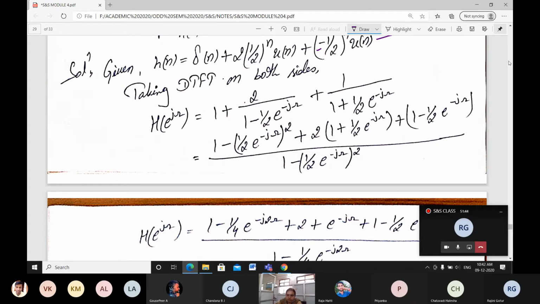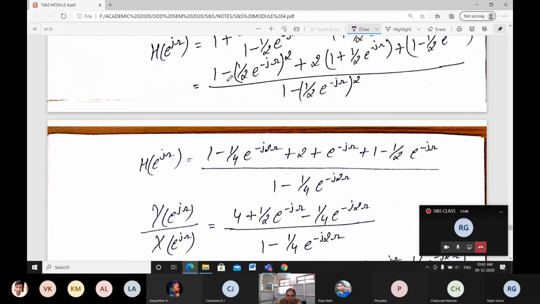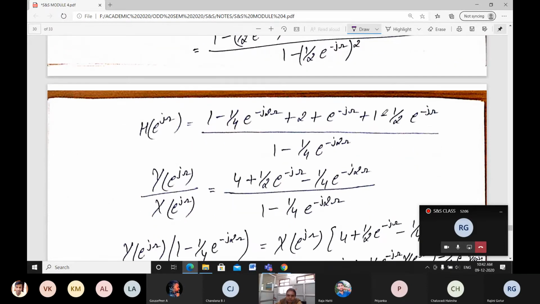Then go with the modification of this. After multiplication and all, you will be getting as 1 minus 1 by 4 e raised to minus j 2 omega plus 2 plus e raised to minus j omega plus 1 minus 1 by 2 e raised to minus j omega divided by 1 minus 1 by 4 e raised to minus j 2 omega. Then solve for this, simplify here.